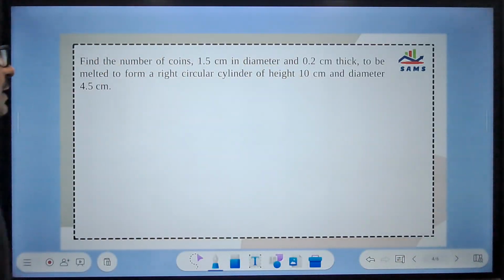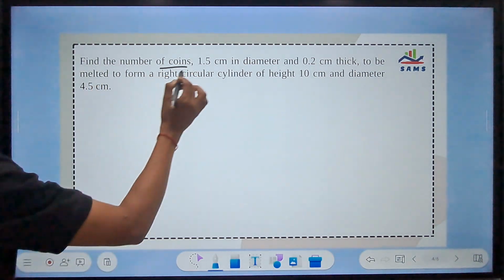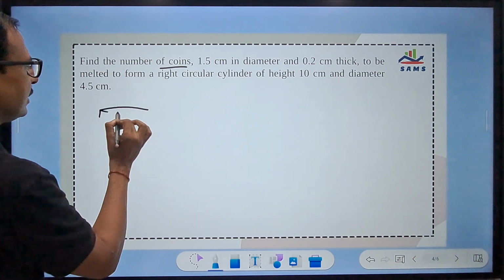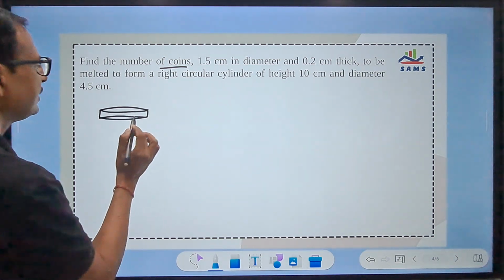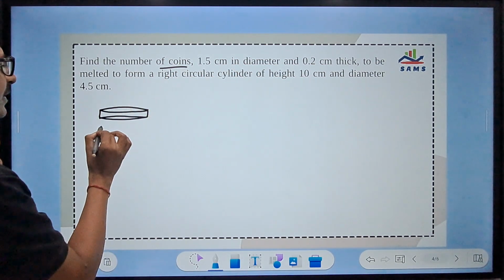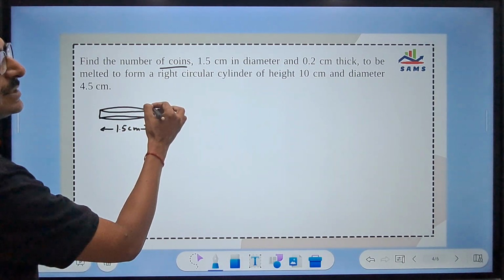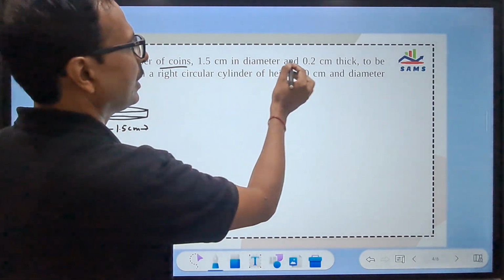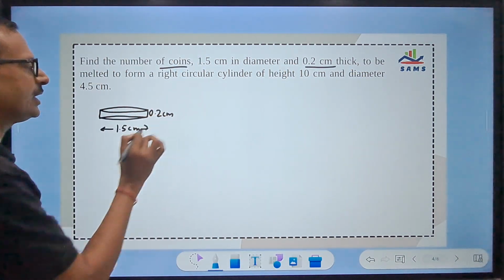Let's have another question. We need to find the number of coins 1.5 centimeter in diameter. Coins are like a thin cylinder, right? This is the shape of a coin. Diameter is 1.5 centimeter, and the thickness, we need to find the number of coins of this much, 0.2 centimeter thickness, right? So let's assume this is the 0.2 centimeter.